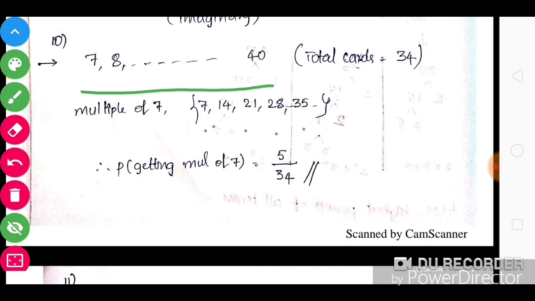So probability of getting a multiple of 7 will be 5 by total number of cards are 34. From 7 to 40, what is the difference? 40 minus 7, 33. So one card we should add extra. Difference is 33. Total number of cards are 34. So probability of getting a multiple of 7 will be 5 by 34. Okay.